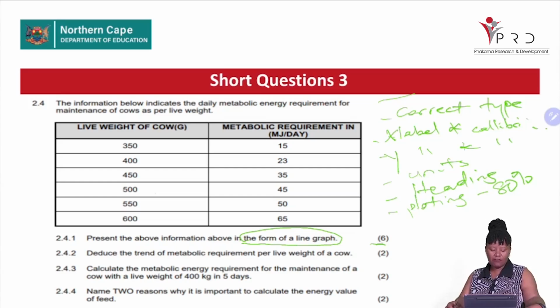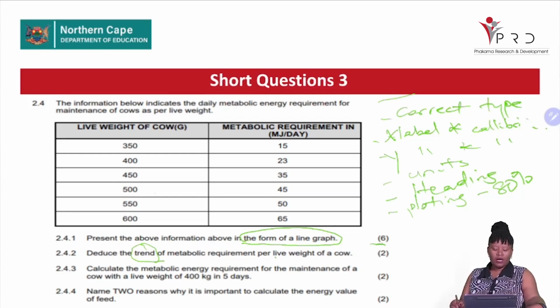They use the trend of metabolic requirements per live weight of a cow. The trend of metabolic requirements. And I want to highlight this. Once you have drawn your graph, you must expect a follow-up question, which will be on a trend, or on a relationship, or you have to do a comparison. That will be a follow-up question, and most of the time it is 2 marks. The main aim of what you are being assessed on there is your interpretation skill. Are you able to interpret the information that is in your graph?